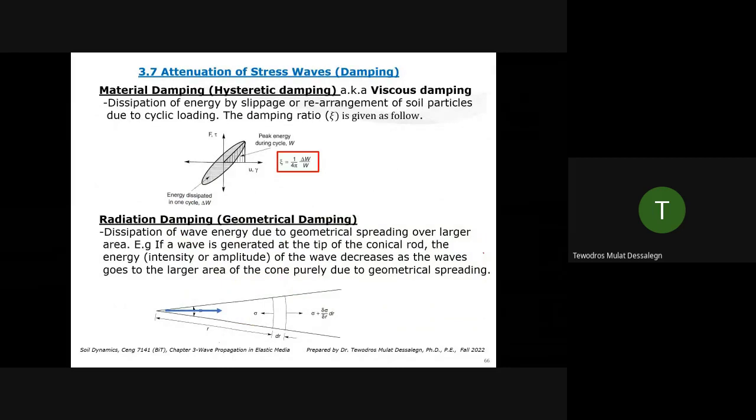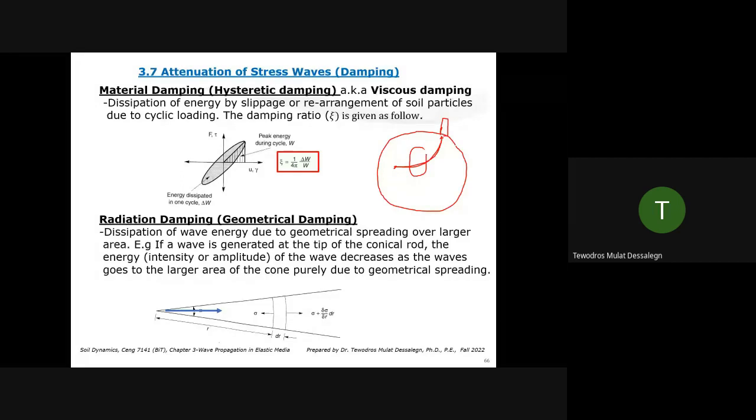Section 3.7, attenuation of stress waves, or damping. Now we know that if an earthquake occurs at some point and goes to some point, or let's say our interest is around here, it's passing through different materials. The energy is propagating. Most of the energy can be transferred. There is damping. There is attenuation. When we say attenuation, it's the decrease in size, a decrease in energy. It's losing some portion of the energy.